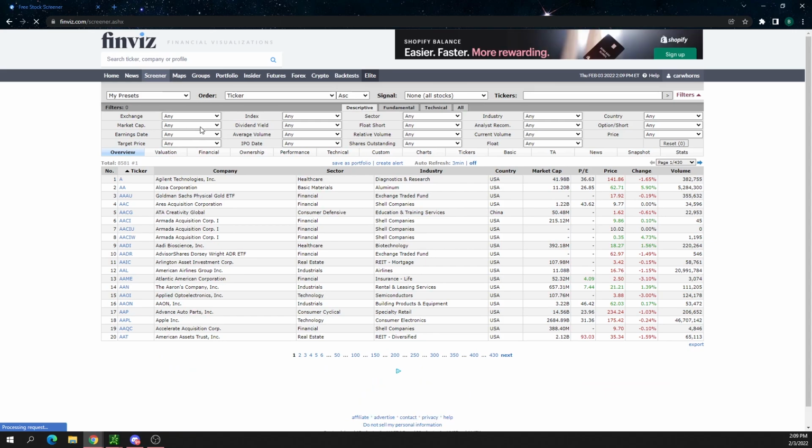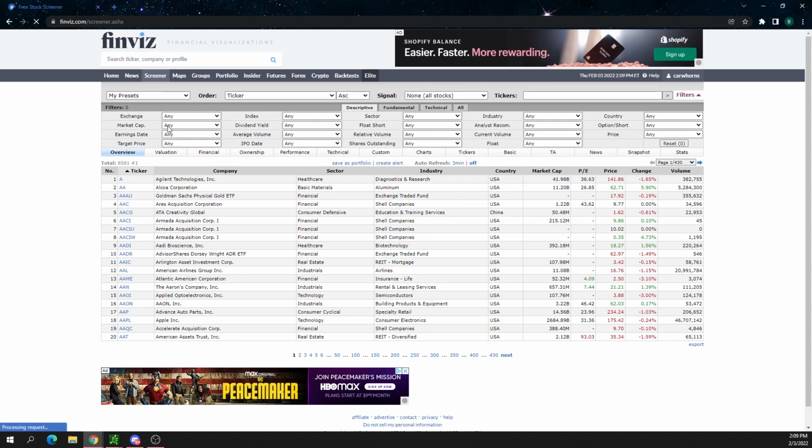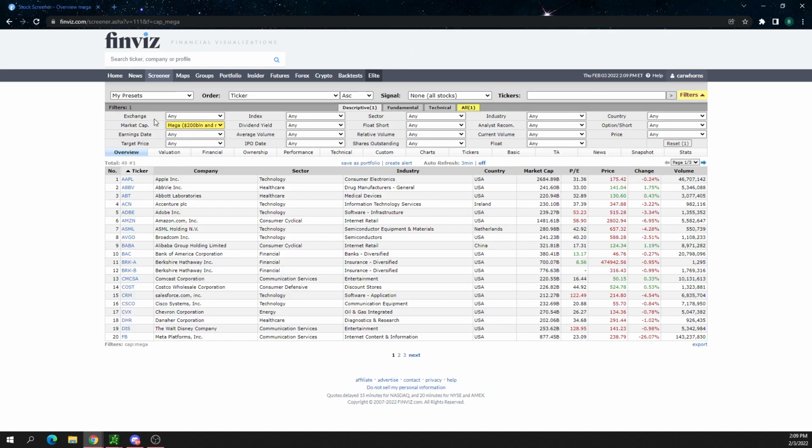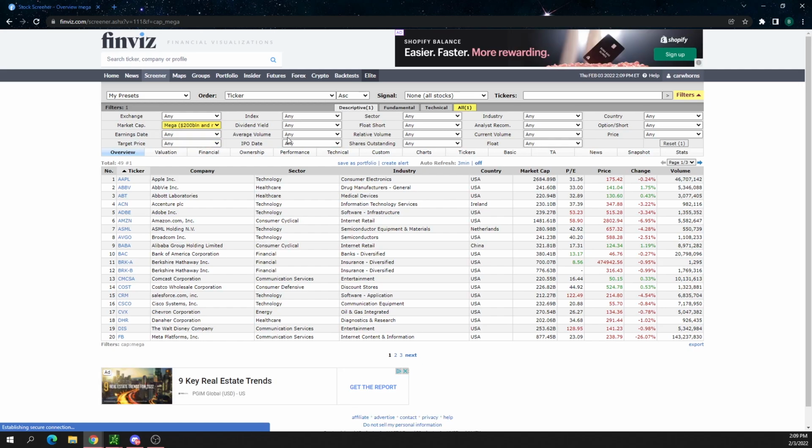Now, once you're on the screeners tab, the very first thing you want to look at is the market cap. The market cap you can play around with, but I prefer to stay in the mega or the large. So we're just going to choose the mega for now. After you choose the market cap, you're then going to go to the average volume. And if you're an options trader, again, day trader or swing trader, you mainly want to be trading stocks that have a lot of liquidity.